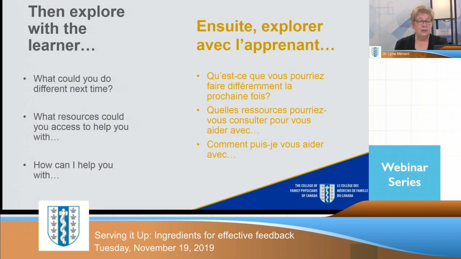And then you can explore with the learner. But before going ahead and telling the learner what they need to do, it's important to give them a chance to find their own solution. It's a little bit like a motivational interview with your patients. If the decision on what they will change comes from the learner, it has a better chance of actually being implemented. So start by asking questions.